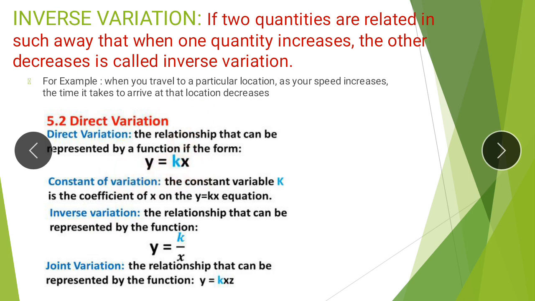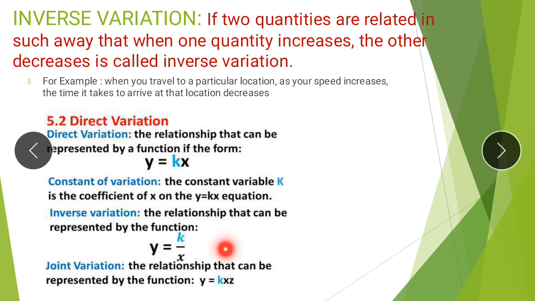Suppose the value of k is 2, so it means y is twice of x. If x is 1, y will be 2. If x is 2, y will be 4. If x is 3, y will be 6. It means the constant of variation here is 2.